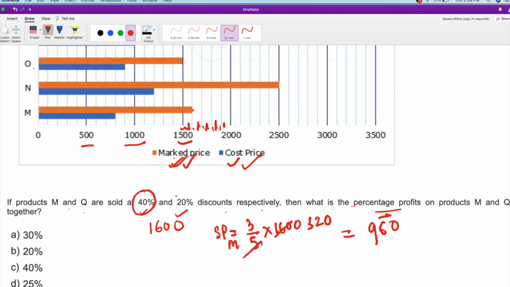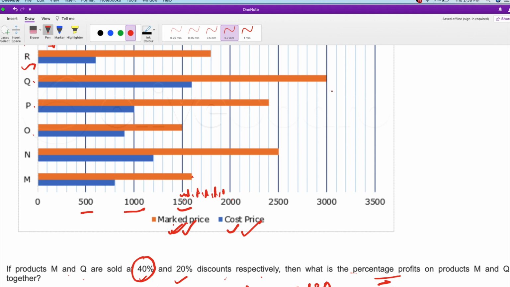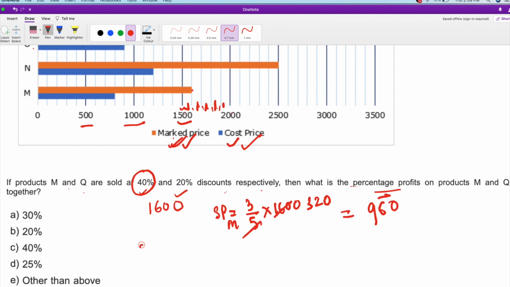Now Q. Regarding Q, we have the marked price as 3000. So what will be the selling price of Q? 20% is the discount, so the selling price is 80% of 3000, which is 8 into 300, which is 2400.